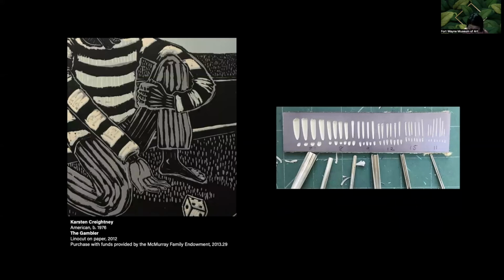We have a close-up of Karsten Kreitny's Gambler, so you can compare the type of marks that he made against the gouge samples on the right. Kreitny is able to capture the gentle curve of the man's ankle and foot. Linoleum doesn't have a directional grain, so it is easy to cut in any direction. There is no splintering or chipping, which you could experience with wood.